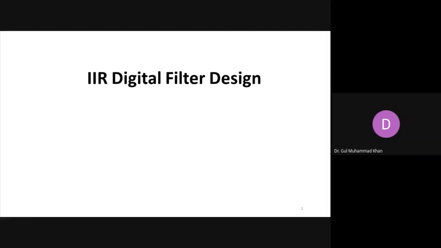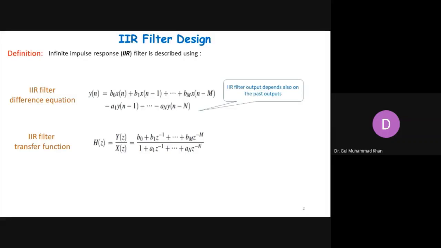The fundamental difference between the two is evident from the name: the IIR filters are going to have an infinite impulse response, not having a finite number of samples in h of n. It is going to have an infinite number of them.